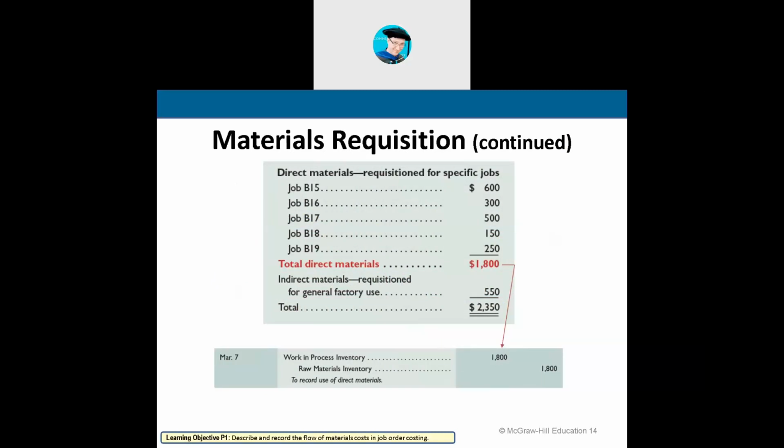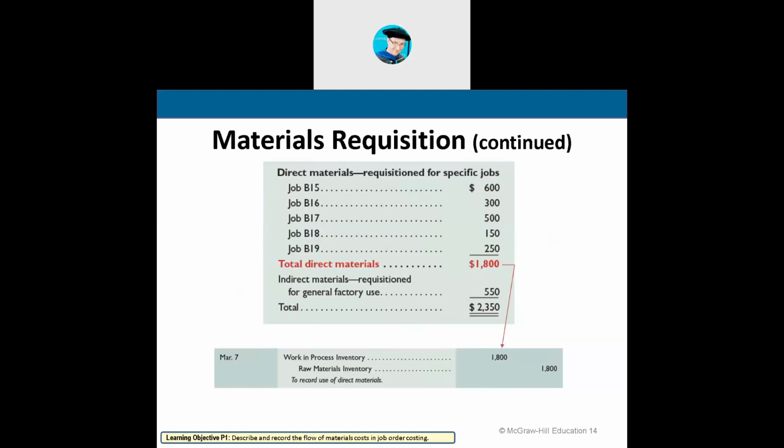Now, we need to transfer inventory from raw materials to work in process. So how do we do that? Because obviously we can't do that through a requisition form. It doesn't work that way.